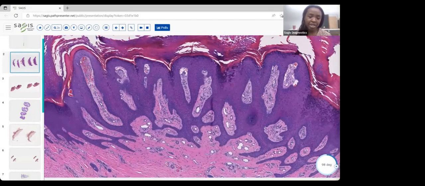And as you can really appreciate, in some areas where the epidermis is quite thin, those blood vessels end up really high up and close to the surface. All right, so of course this is a wart, okay, Verruca vulgaris.